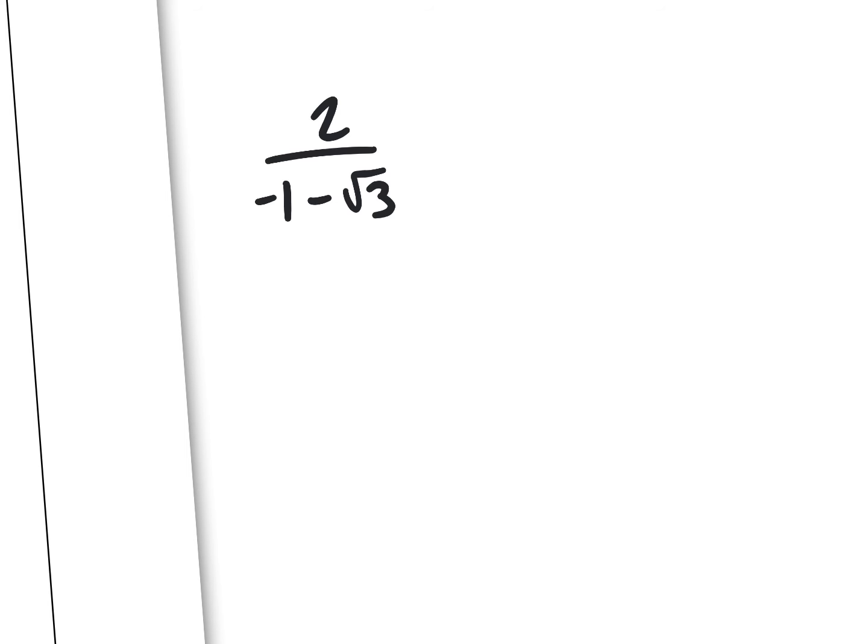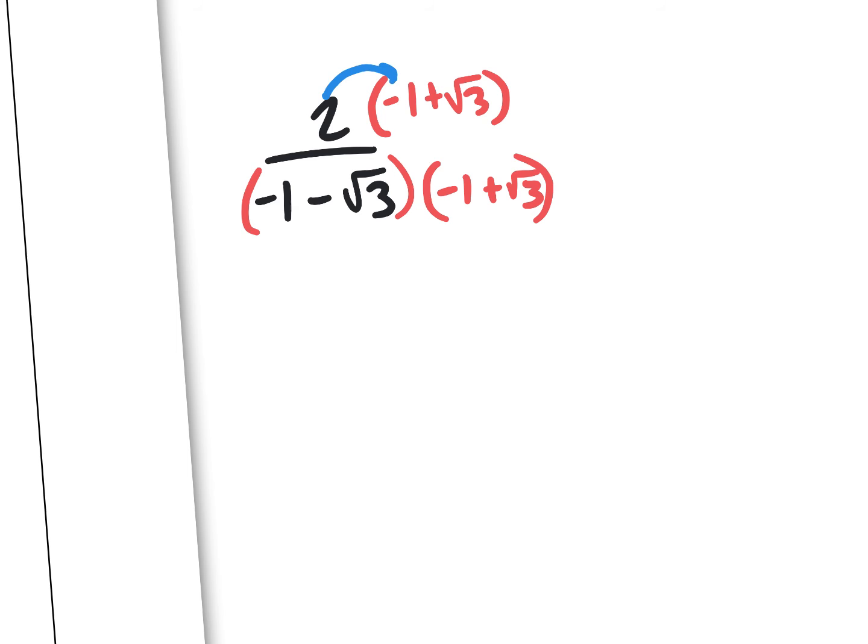Now, how could you get rid of the square root in the denominator if you have a binomial? You'd have to multiply by its conjugate. So let me demonstrate that. Multiply this by its conjugate. What is the conjugate? Negative 1 plus square root of 3. Now, you can't just do something to the bottom of a fraction. That would change the whole thing. What you do to the bottom, you must do to the top.